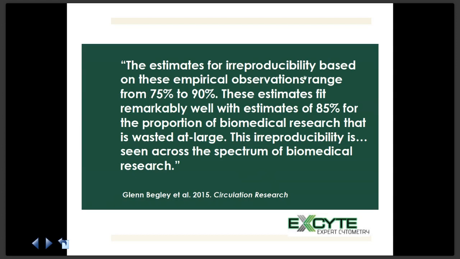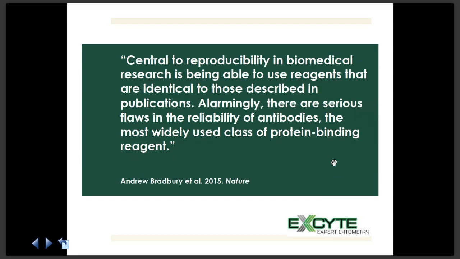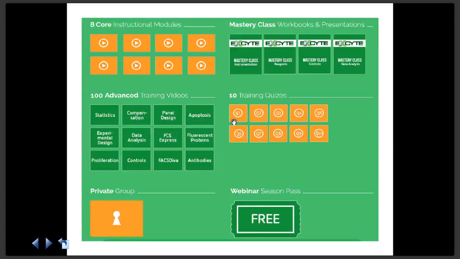The estimate for irreproducibility based upon the empirical observations ranges from 75 to 90%. And roughly 85% of the money proportional for biomedical research is wasted. And this irreproducibility is seen across the spectrum of biomedical research. And again, this is a Bradbury issue about the reliability of antibodies.